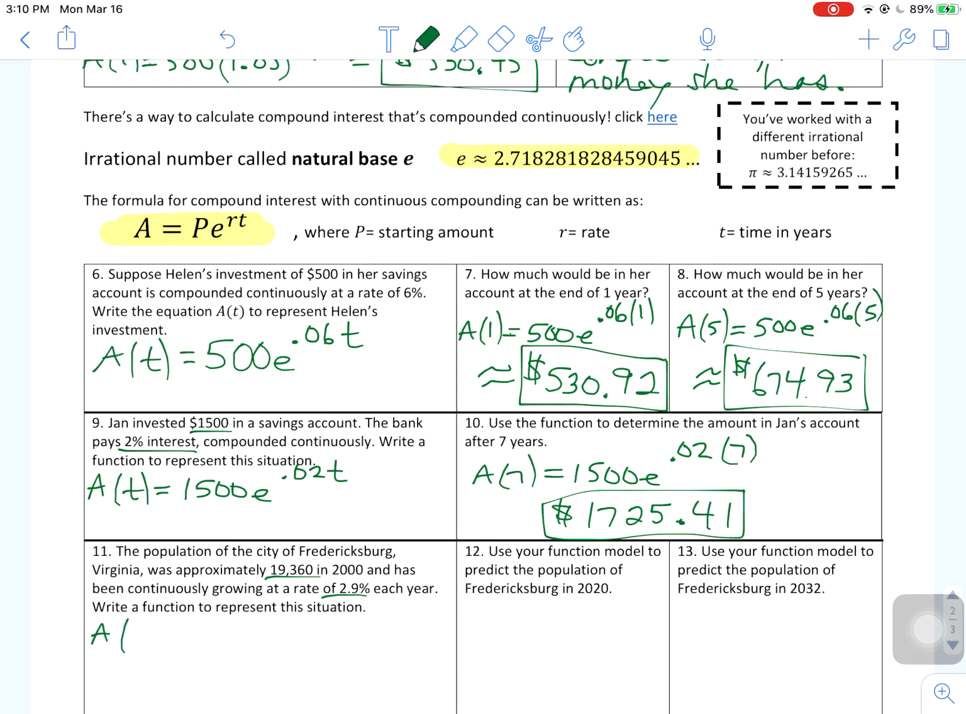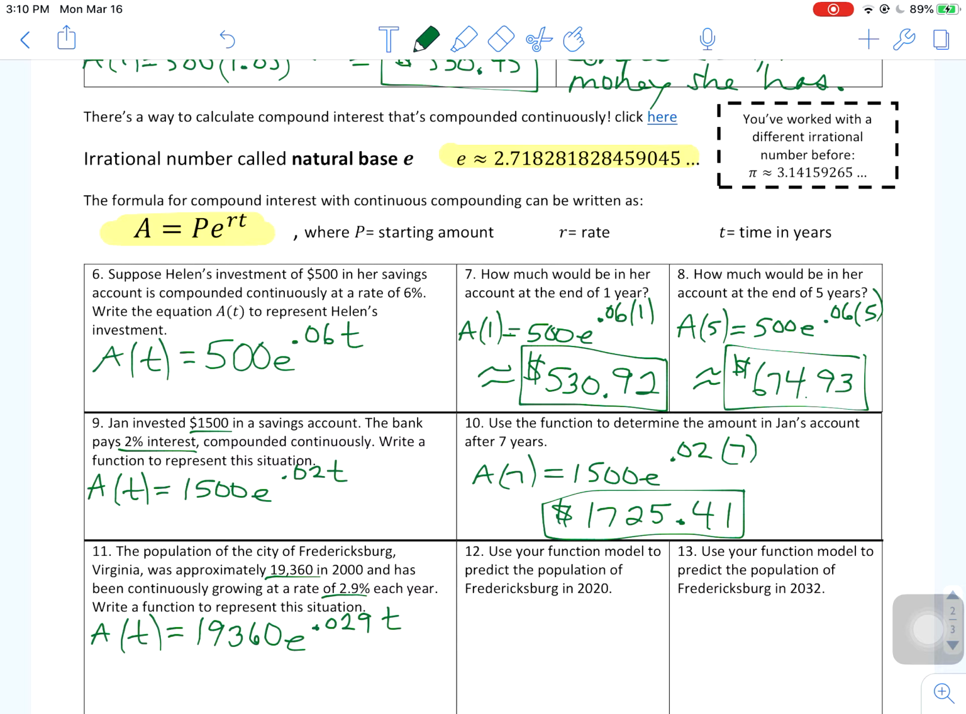So back on 11, A(t) equals the initial amount, 19,360, times e to the rate written as a decimal, 0.029, and then times t. Pause the video, try 12.